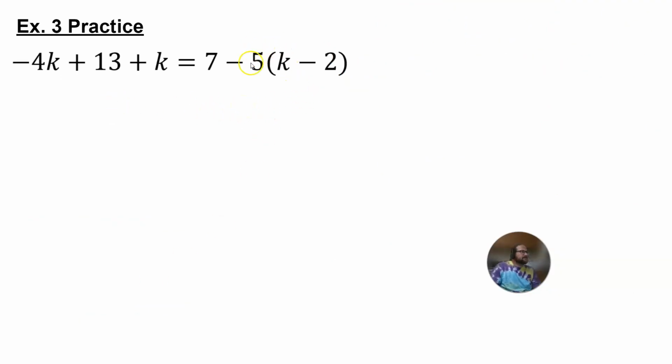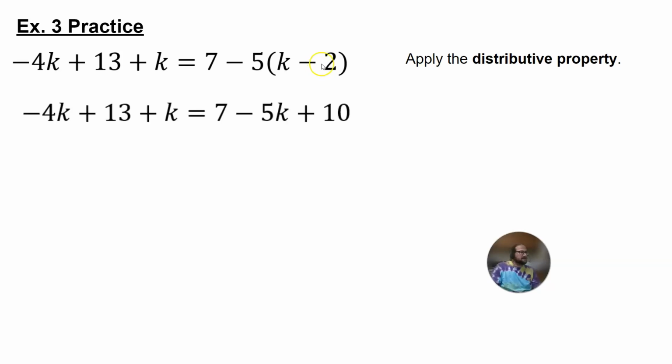We've got distributive property happening on the right. So we're going to distribute the -5 to the k and the -2. -5 times k will be -5k, and -5 times -2 will be positive 10. Now we're going to look for like terms to combine. -4k plus k would make -3k, and 7 plus 10 is 17.